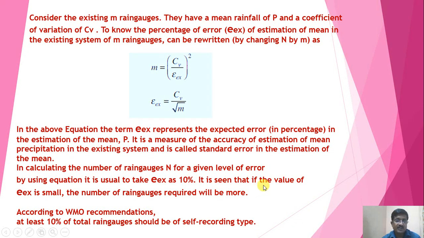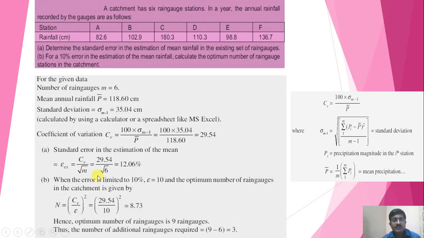It is seen that if the value of EEX is small, the number of rain gauges required will be more. According to the WMO recommendation, at least 10% of total rain gauges should be of self-recording type, as we have seen earlier. Now let us see one example.